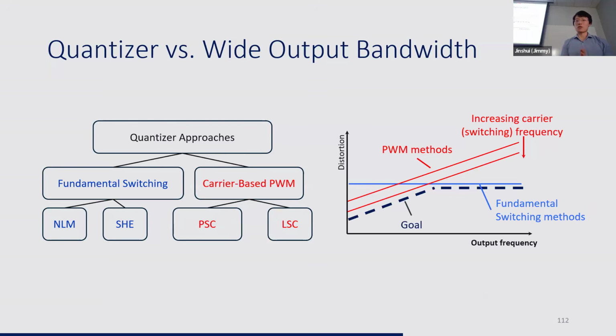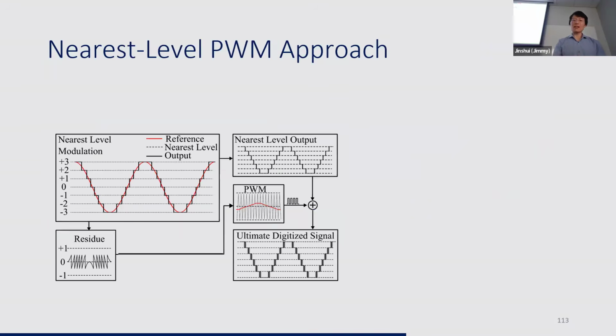If we want the best quality over the full spectrum, we would want PWM performance at low frequencies and nearest level performance at high frequencies, just like this dashed line. And it's natural to consider combining these two methods together. And some people have already done this, which gives us the nearest level PWM. And here's how it works.